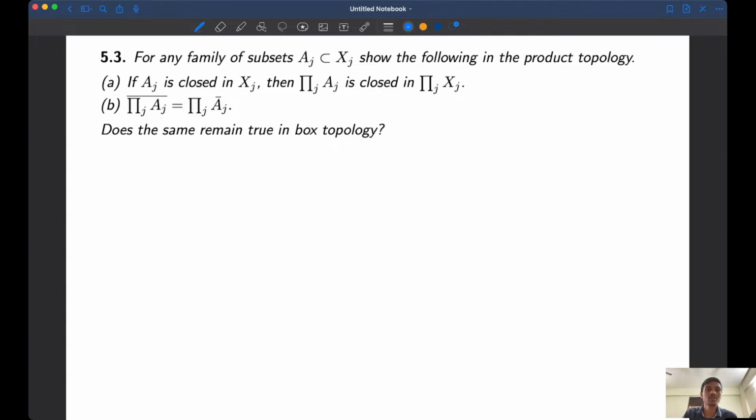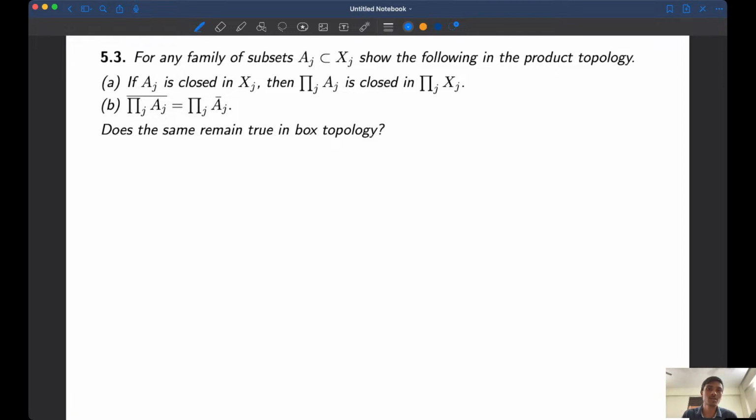But you can also give another topology called the box topology, which is in some sense finer, or finer in most cases. Here you consider all the open sets of each X_j and just take the product of all those open sets. That again forms a base for a topology, and the topology generated by those basic open sets gives you another topology called the box topology. Usually that is finer than the product topology.